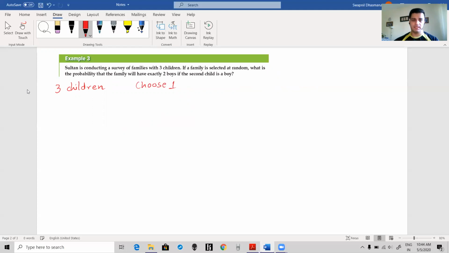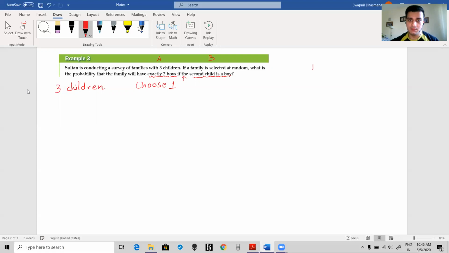what is the probability that the family will have exactly 2 boys if the second child is a boy? So it's like given here. Now, this part is A, this part is B. So given that the second child is a boy, what are the chances that the family will have exactly 2 boys? I don't do that usually, but let's write all the possible cases.